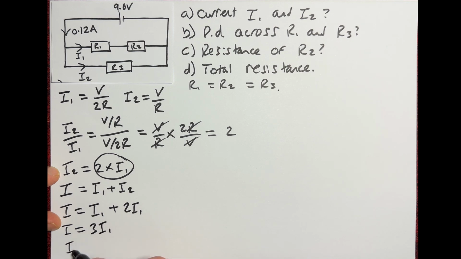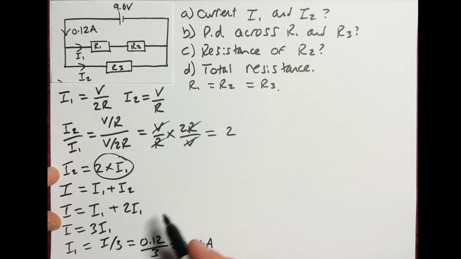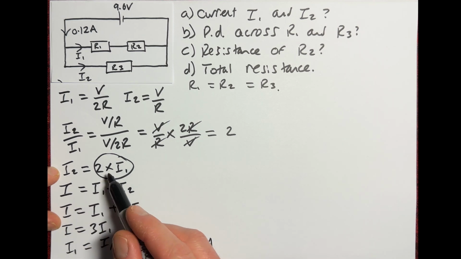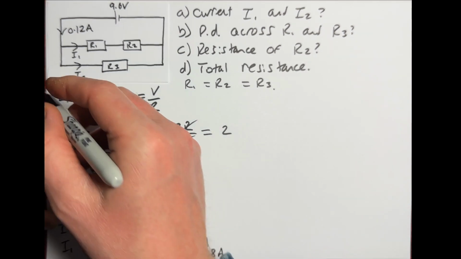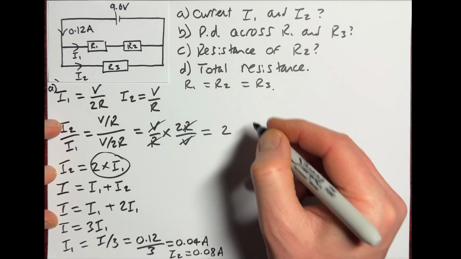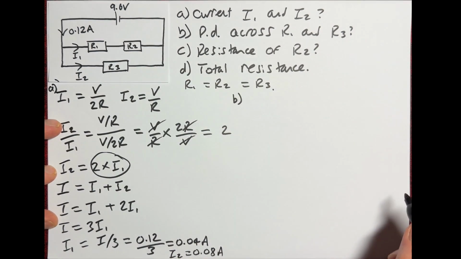So I1 is equal to I over 3, which is equal to 0.12 over 3, which is equal to 0.04 amps. Okay, and since we know that I2 is twice I1, I2 is twice this, which is just equal to 0.08 amps. Okay, so that's part A done. Now we look at part B.